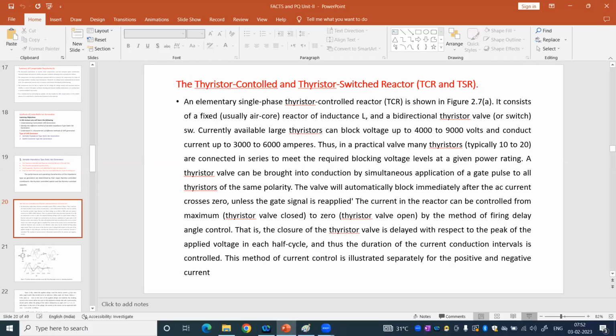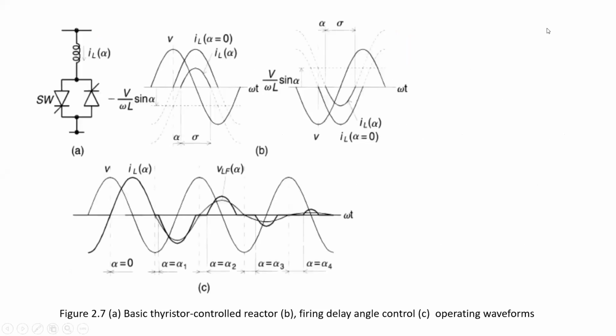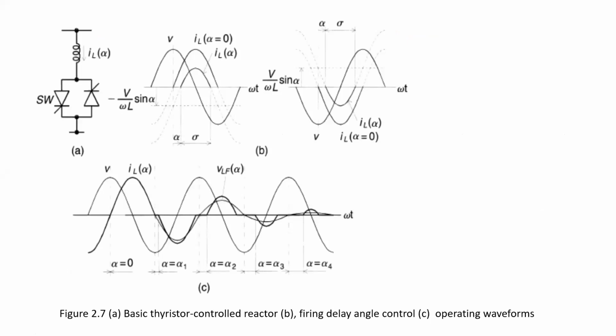And first of all, we'll take the review of variable impedance type controllers. Shunt compensation. In the shunt compensation, first we saw the thyristor controlled reactor and thyristor switched reactor. So here, this is the example of a thyristor controlled reactor. In the thyristor controlled reactor, this is the thyristor whose current we are going to vary.